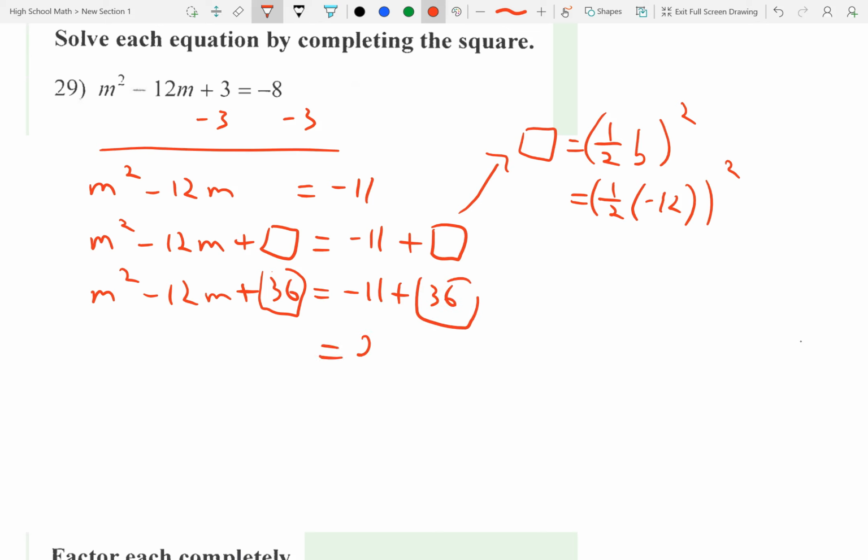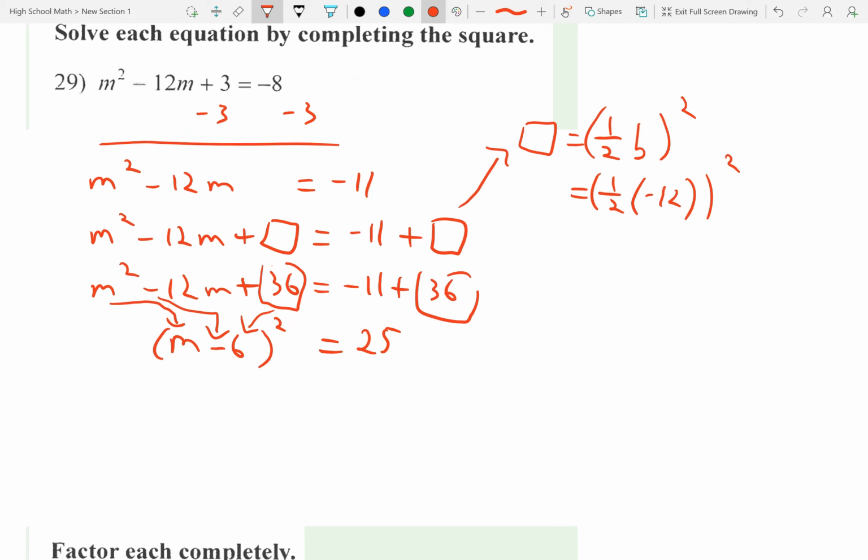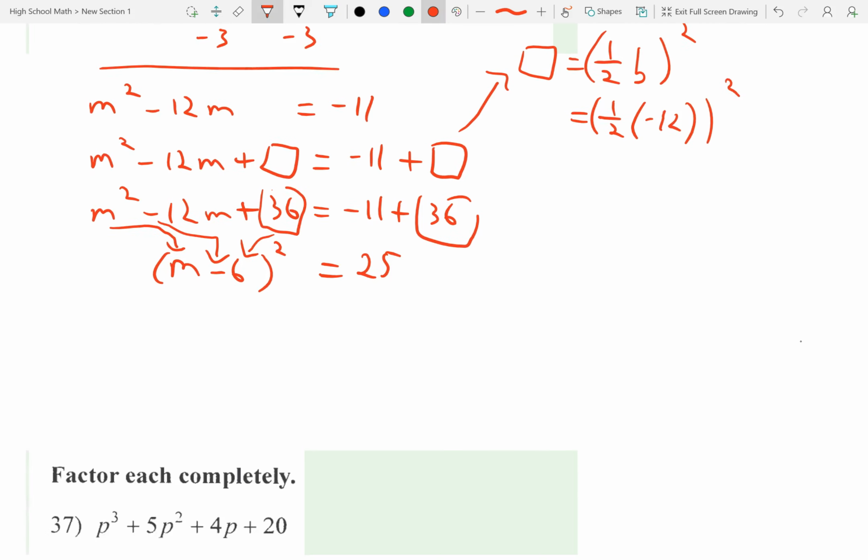Combining like terms on the right gives us 25. On the left side we will factor. The square root of m squared is m. Then half of this is minus 6, or the square root of 36 being 6, and this operator goes in the middle. It's the square root of the first term first, the square root of the last term last, and then this operation is in the middle. This is squared. Now we take the square root of both sides.